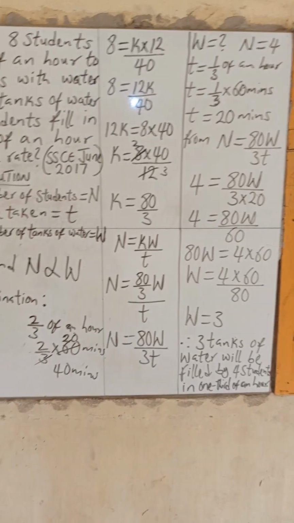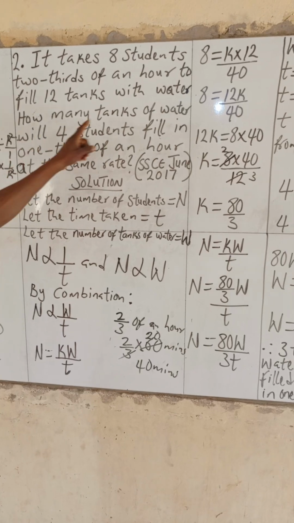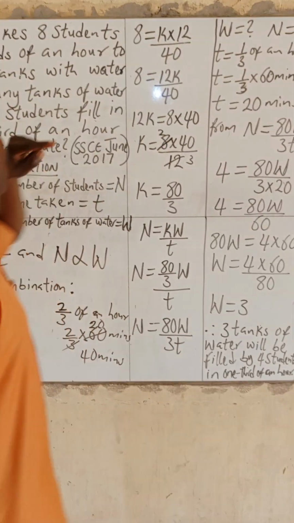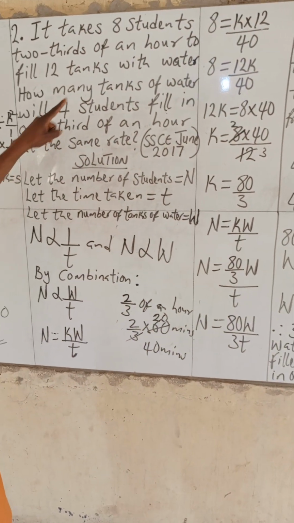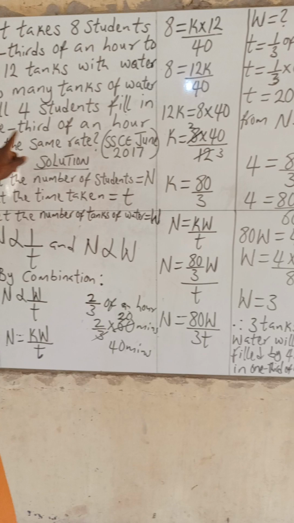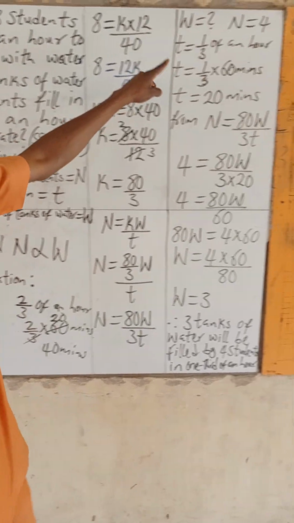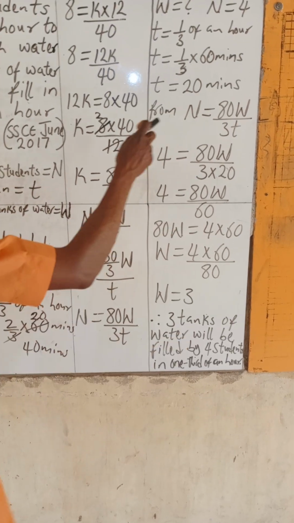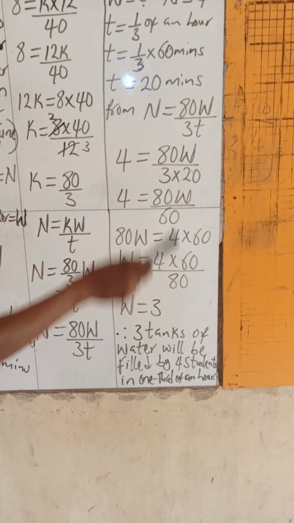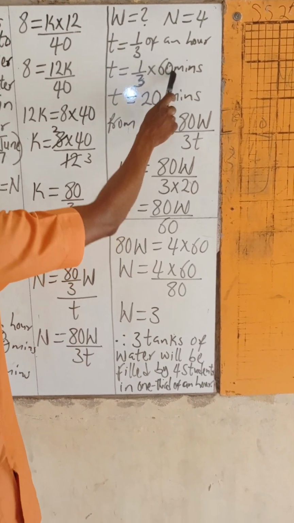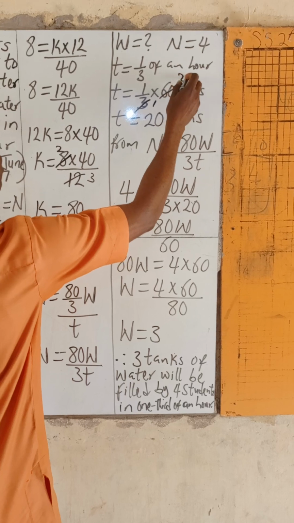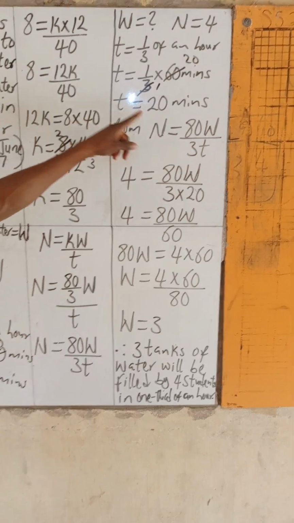Now, the question says, how many times, that is the number of times which we refer to as w, is unknown. How many times of water will 4 students fill in 1/3 of an hour? The number of students is 4 and the time is 1/3 of an hour. Remember an hour is 60 minutes. Because we converted the first one to minutes, we have to convert this one to minutes. We now have 1 over 3 times 60 minutes. This 3 cancels 60 and gives us 20. So we have 20 minutes. So wherever we see t, we put 20 minutes.